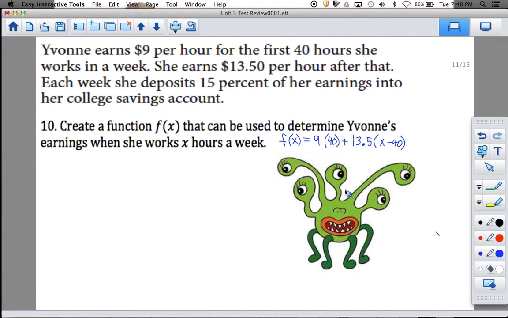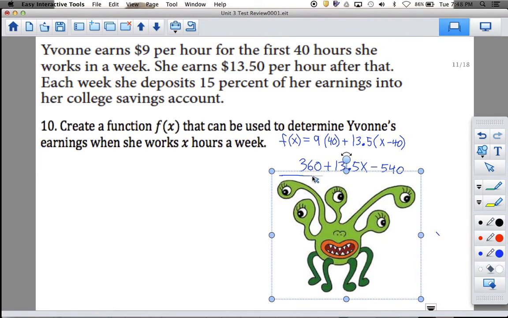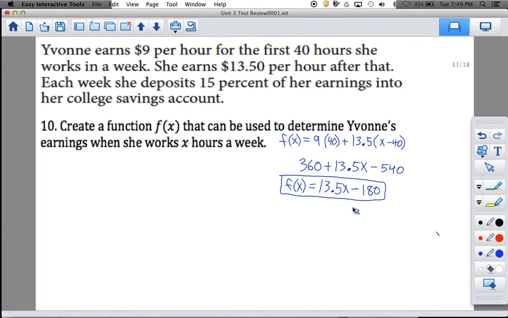Simplify as much as you possibly can. When you simplify it, 9 times 40 gives you 360. And then 13.50 times x minus 13.50 times 40 gives you negative 540. You can combine like terms by adding these two constant terms together. When you do that, you finally get your f of x equation, which is going to look something like that.